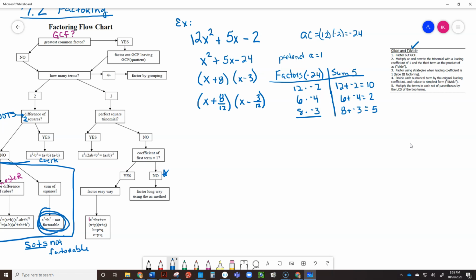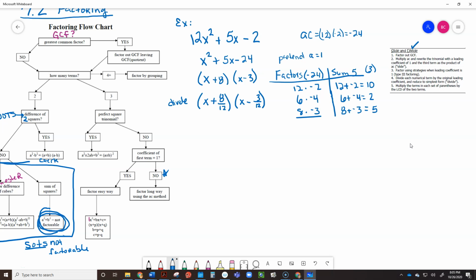let's see. Multiply, the AC method. The third term is a product of AC. I don't know. I put my slide somewhere else. I'll show you where I do my slide in a minute. Factor using strategies when leading coefficient is 1. So the factor sum method. That's what I'm doing right here. This is step number 3 right here. Divide each numerical term by the original leading coefficient. So I'm dividing by 12. This is the divide part.